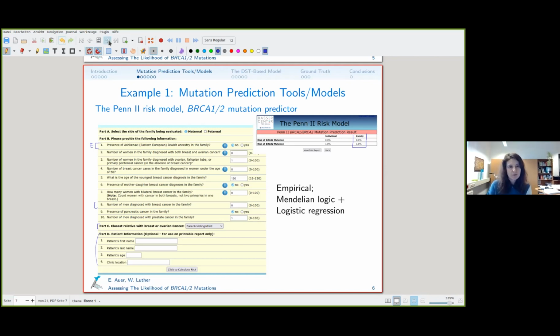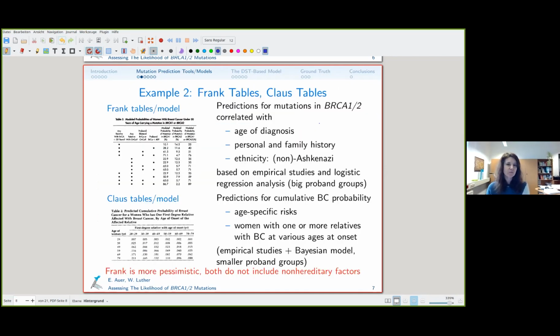Well, it is also possible to do this slightly differently. These are 2 earlier studies from the 90s, where they compiled the probabilities in tables. For example, the Frank tables predict mutations for BRCA1 and 2, which are correlated with the age of diagnosis, personal and family history, and ethnicity. So they have such criteria here, and they say, if all this is present, then the probability is like that or like that, yes?